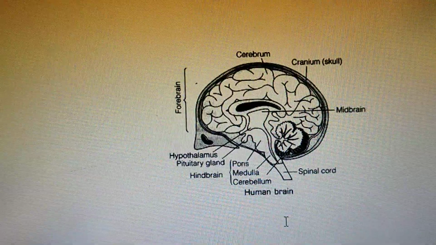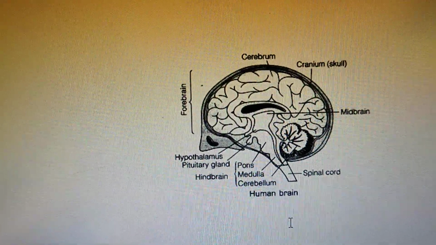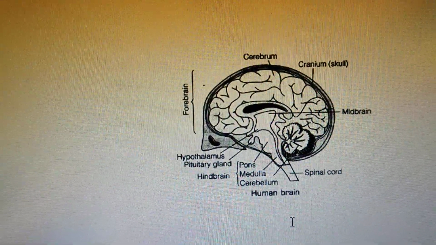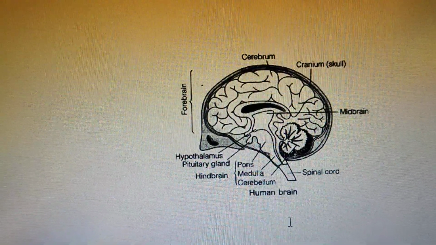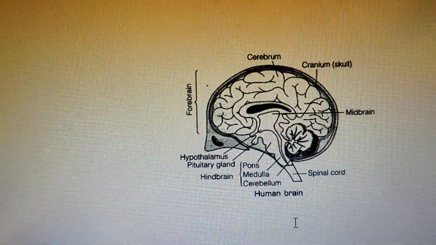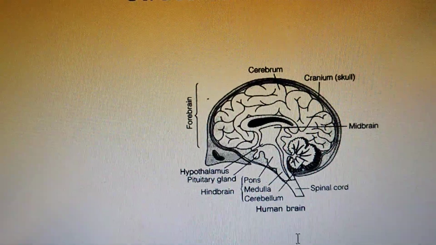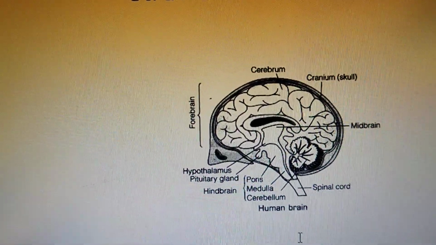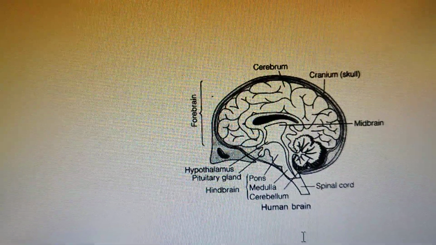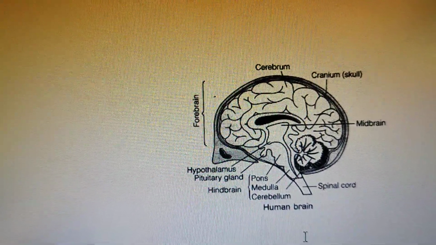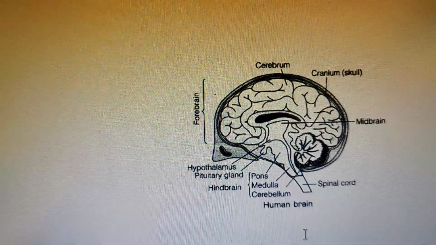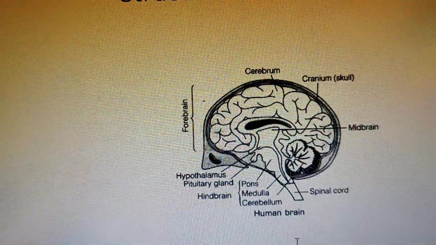The name of the fluid is cerebrospinal fluid, which is also known as a shock absorber. Because of the presence of this cerebrospinal fluid, whenever you get any type of shock suddenly, after a few minutes you will forget it. How is it possible? Because cerebrospinal fluid is there.